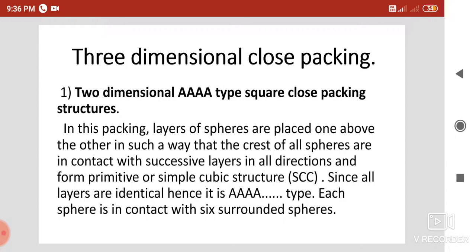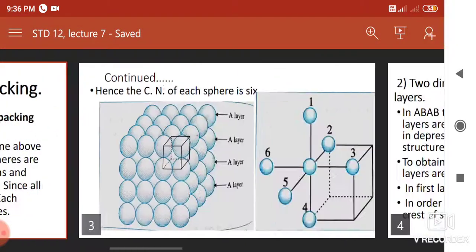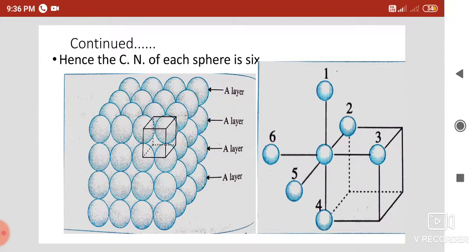You can see the diagram. In the diagram, it is mentioned about the coordination number. You can see that all the layers are equal, so it is AA type. Here we have the cubic structure, so it is called the square close packing structure. In the second figure we can see each sphere is in contact with six other spheres: four in the plane, one above and one below, total 6 spheres. So the coordination number of each sphere in the square close packing is 6.